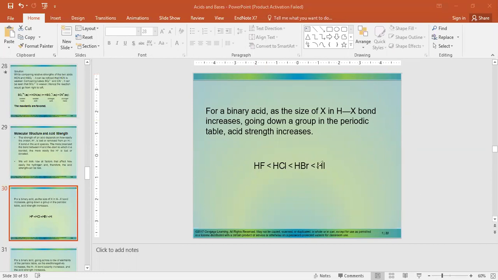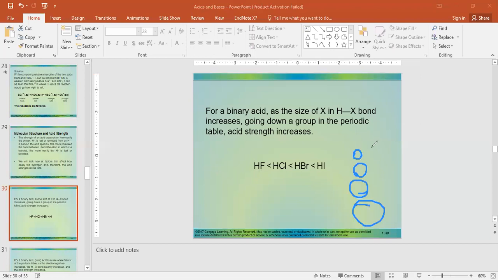Now, you have fluoride. A fluoride looks like this. It's a small one. Then you have chlorine. A chlorine is bigger. Then you have bromine. A bromine there is much bigger. Then iodine. Iodine is the biggest.